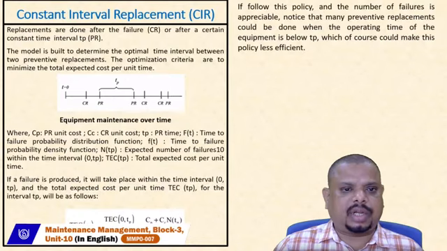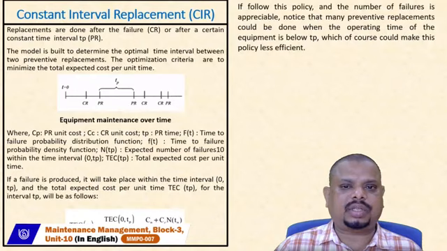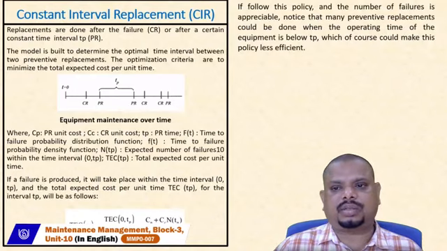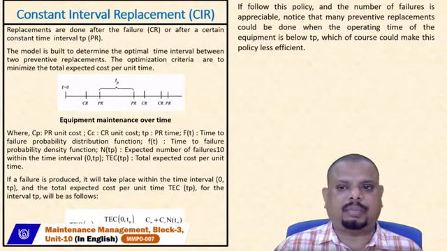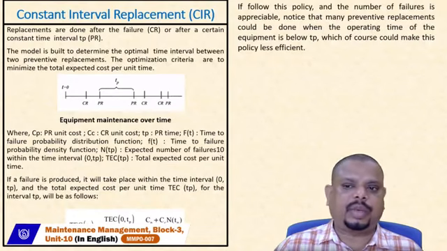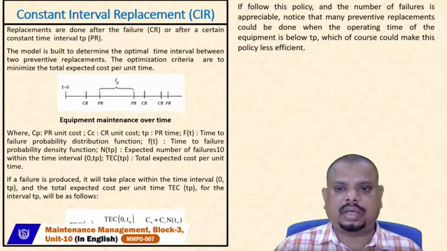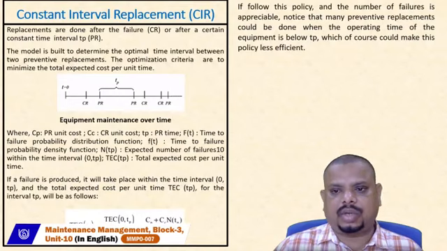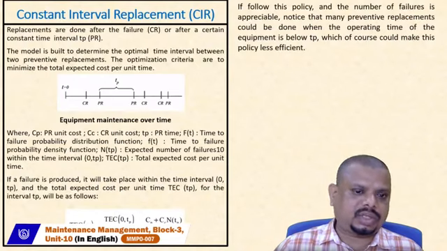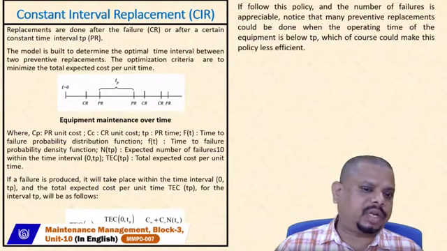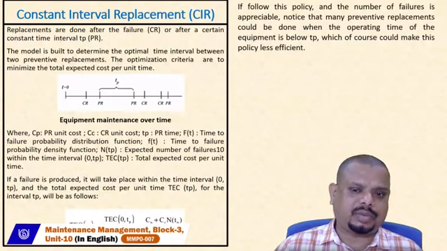By using this mathematical model, you can easily calculate the constant interval replacement, which is shortly known as CIR. If we follow this policy, the number of failures is appreciable, and it is noticed that many preventive replacements could be done when the operating time of the equipment is below the constant interval, that is TP. So which of the costs would make this policy less efficient? This is the entire mathematical model and expression for calculating the constant interval replacement.